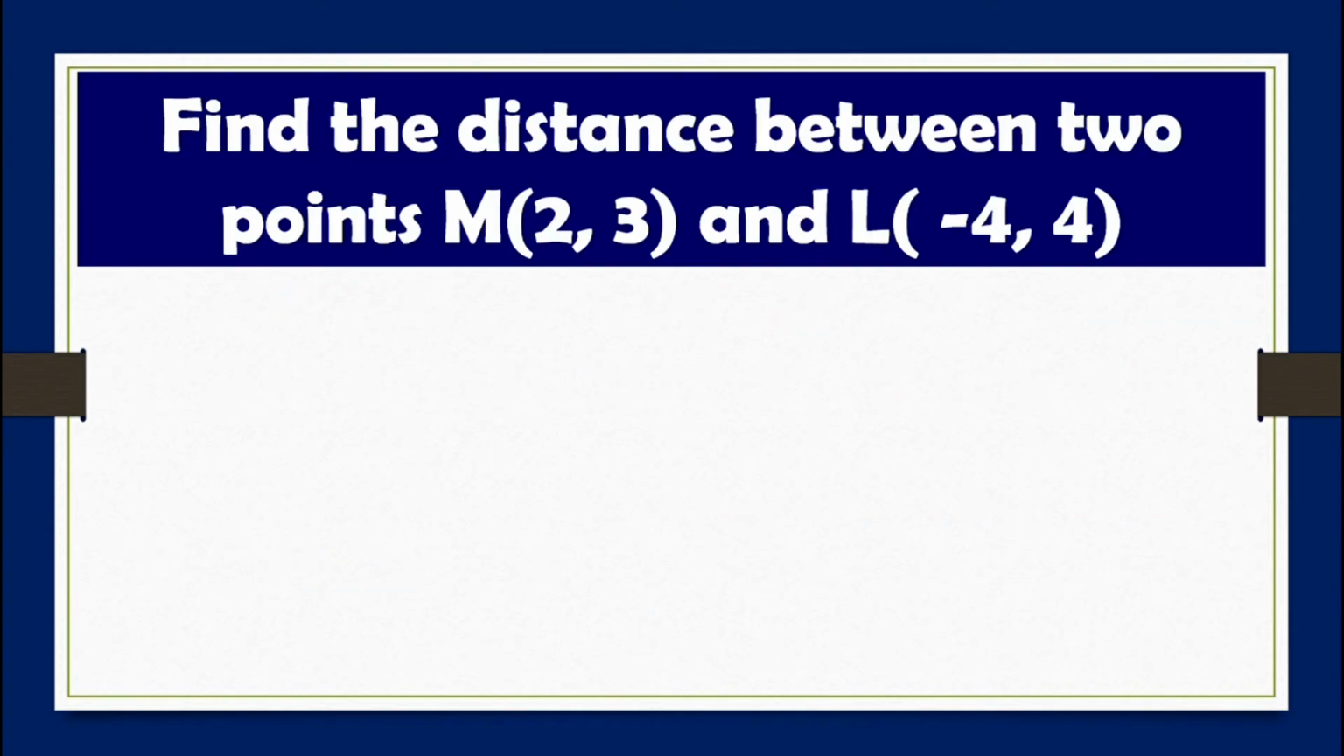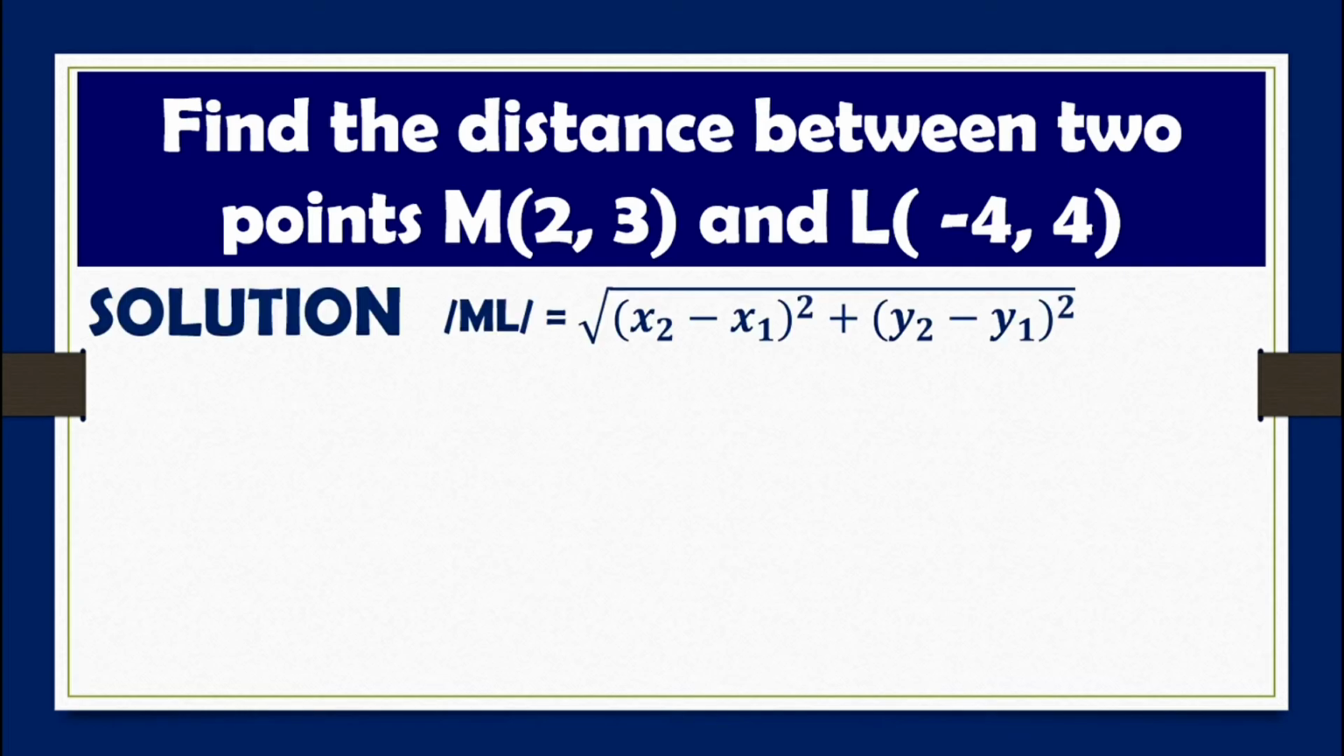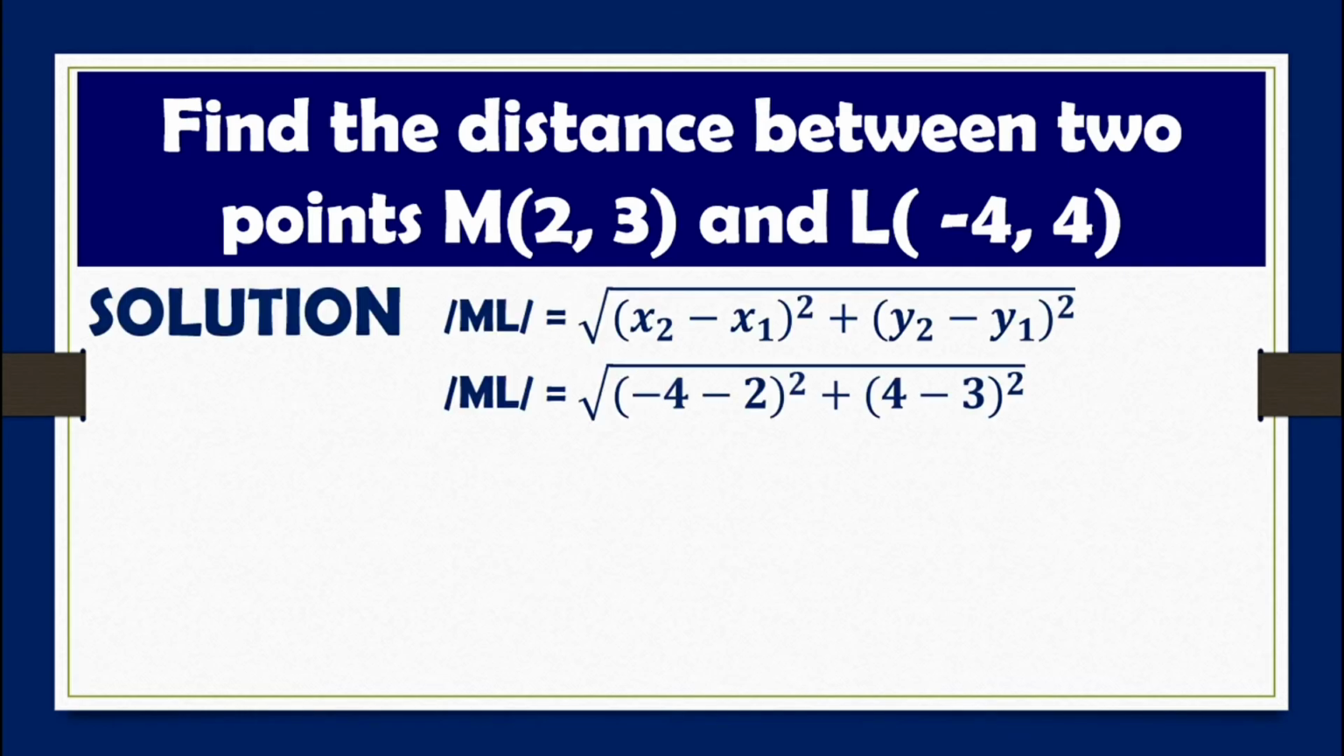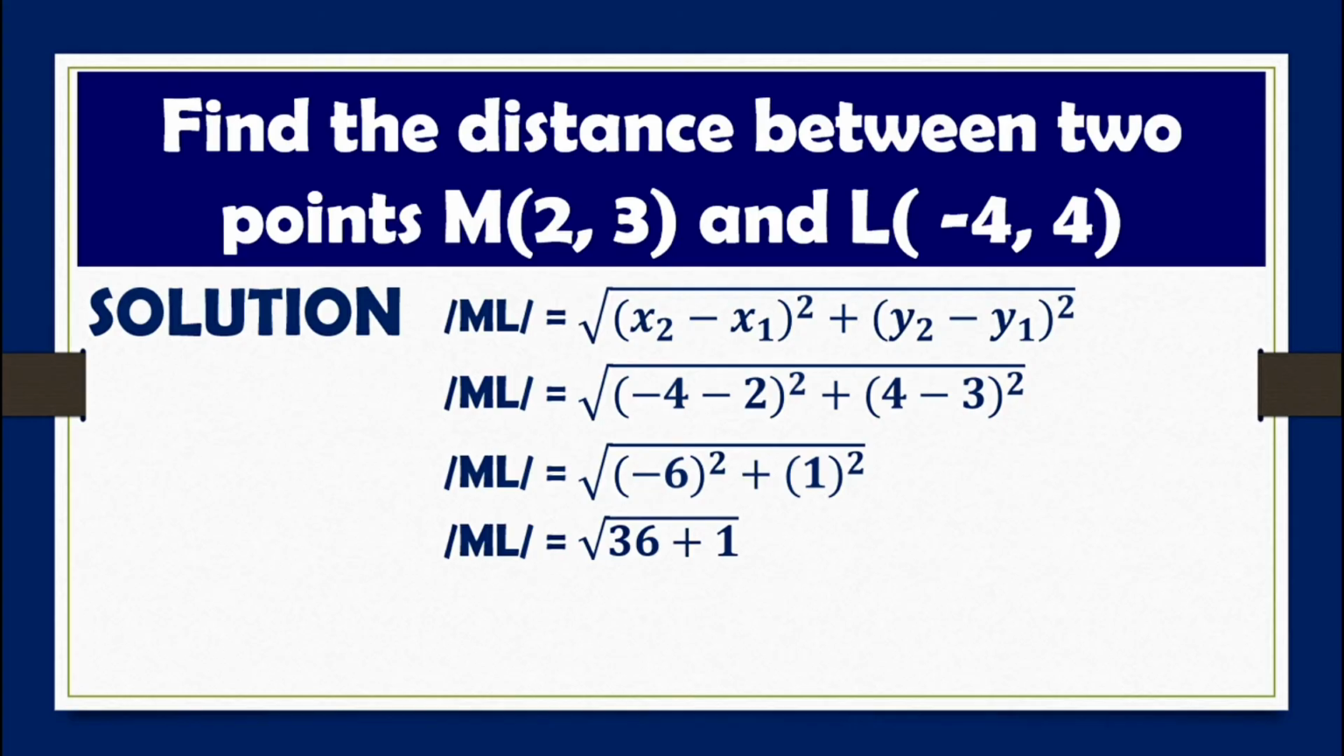Let's find the distance between the points M with coordinates 2, 3 and L with coordinates negative 4, 4. Utilize our distance formula. With this, substitute x sub 2 which is negative 4, x sub 1 which is 2, y sub 2 which is positive 4, and y sub 1 which is equal to 3. Then simplify. Negative 4 minus 2 is negative 6, and 4 minus 3 is equal to 1. The quantity negative 6 squared is 36, while 1 squared is equal to 1. The sum of 36 and 1 is 37.